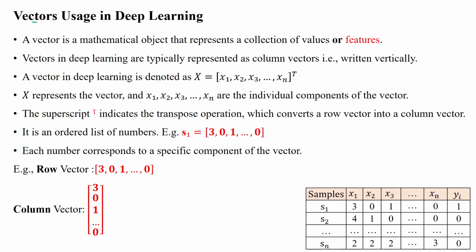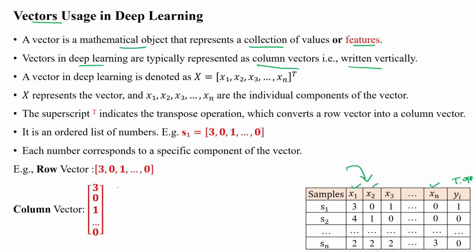Where do we require vectors in deep learning and machine learning? A vector is a mathematical object used to represent the collection of values or features given in the data set. X1, X2, etc., Xn are the features. This is the target output or desired output. The vectors in deep learning are typically represented as column vectors, which are written vertically.